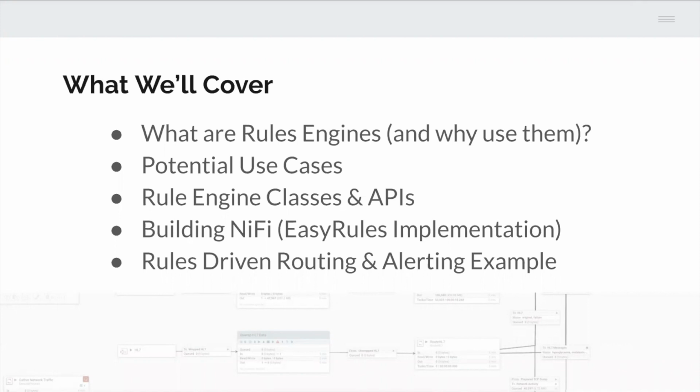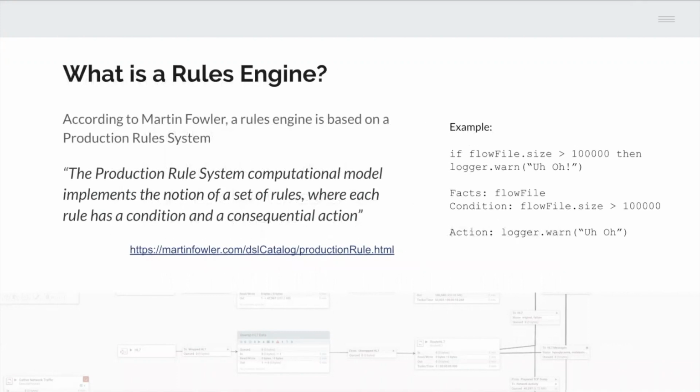Next, we'll go into the classes that support rules engine functionality within NiFi as well as the APIs, specifically the rules engine service. We'll talk about how you'll need to access the libraries for a rules engine. So it's not available in the binary that you can download. We'll talk about how you'll need to build NiFi to ensure that the rules libraries are available. And then finally, we will dive right into the rules example where we will be doing some routing and alerting using a rules engine. So first, what is a rules engine?